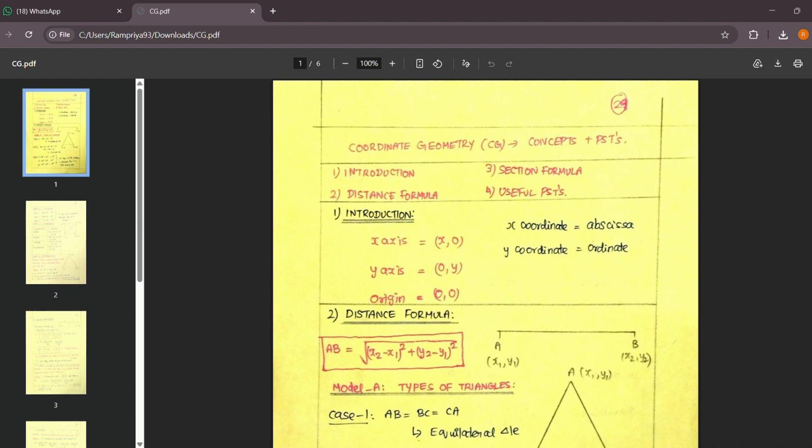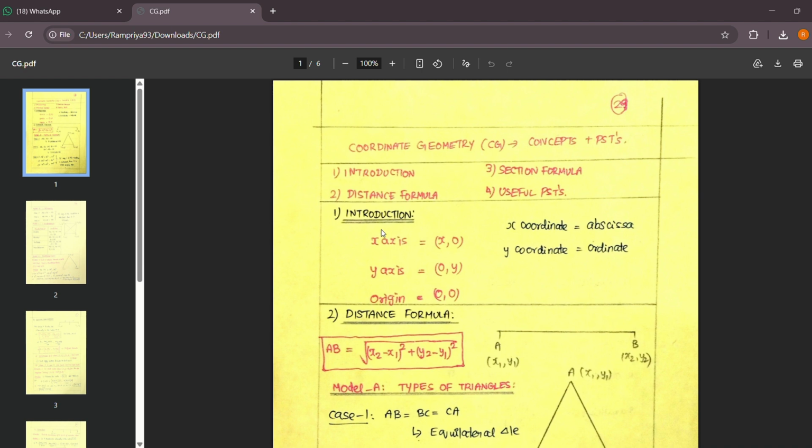Hello everyone. In this video we are all going to see the important concepts of coordinate geometry, CG. I have given detailed conceptual notes on everything, and it will be very useful for you. So CG has an introduction, followed by distance formula, then section formula, and then useful problem solving techniques, which I have given like I was giving for every chapter.